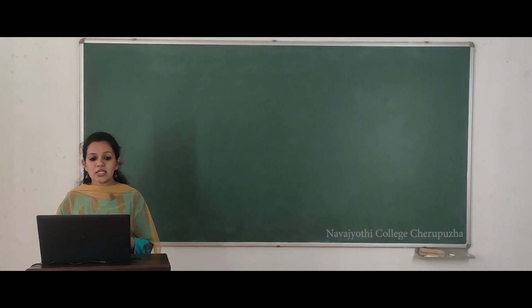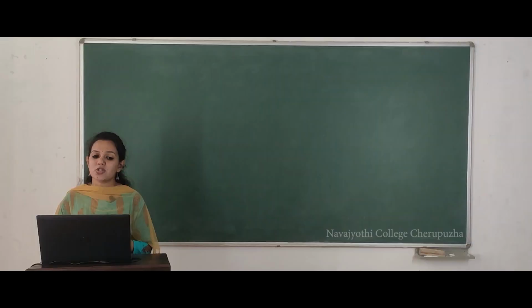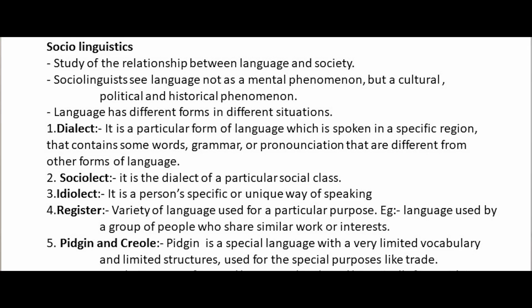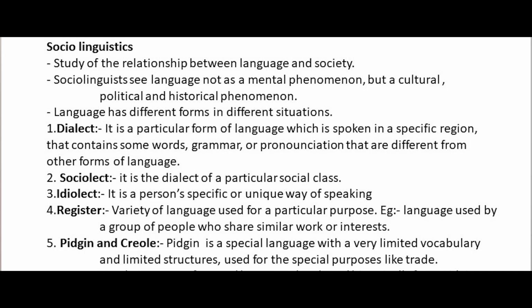So we move on to sociolinguistics. Sociolinguistics is the study of the relationship between language and society. Sociolinguists see language not as a mental phenomenon but as a cultural, political and historical phenomenon. So language has different forms in different situations. Language varies from person to person based on their caste, class and their gender.